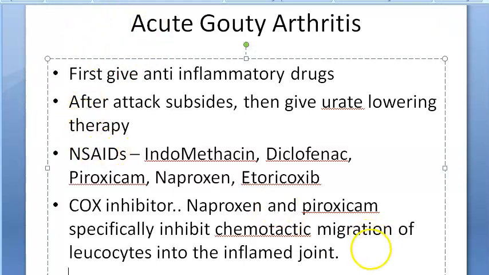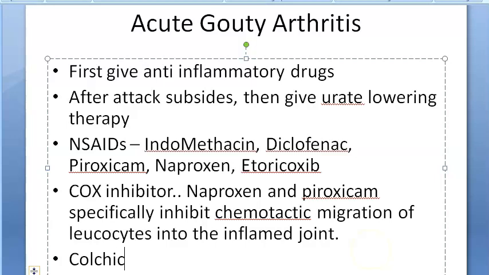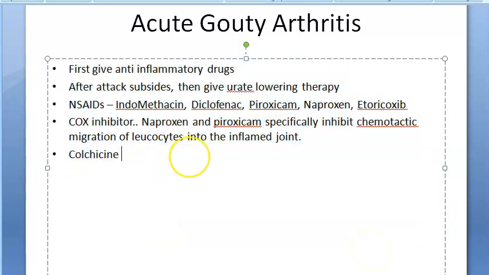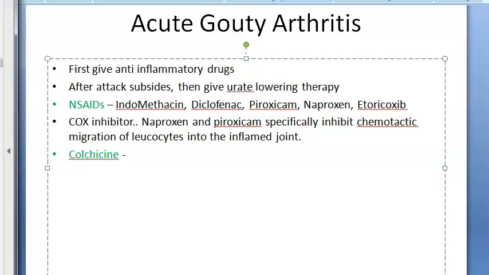Then let us look at colchicine. Colchicine for exam you should know. So acute gouty arthritis, we finished NSAIDs. Now we are going to colchicine. What is colchicine? Colchicine is an alkaloid, okay. It is from Colchicum autumnale, and it has been used for gout from 1763. Wow. It is a pure alkaloid, right?